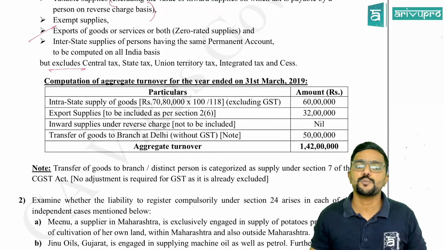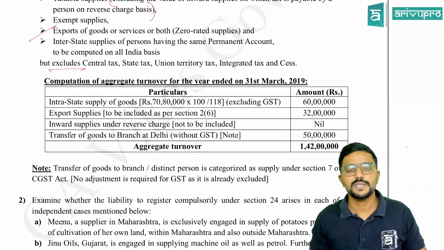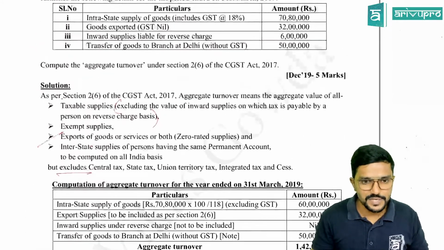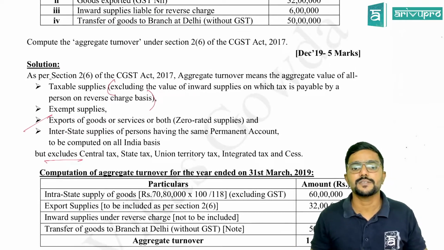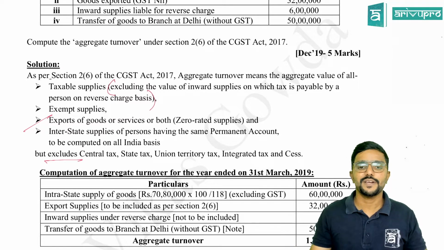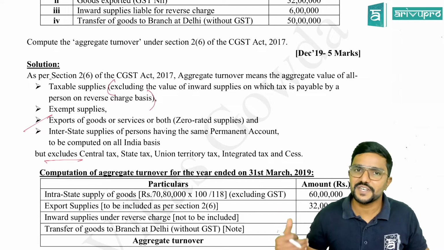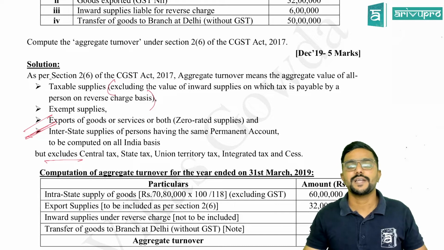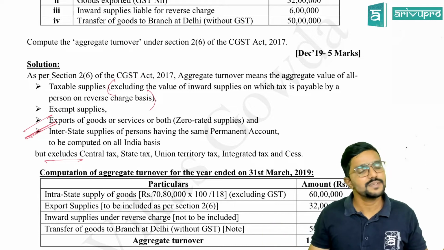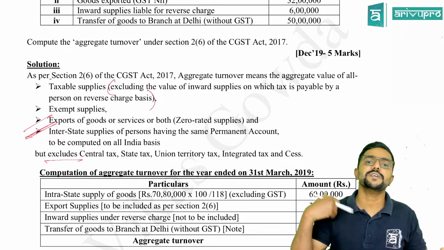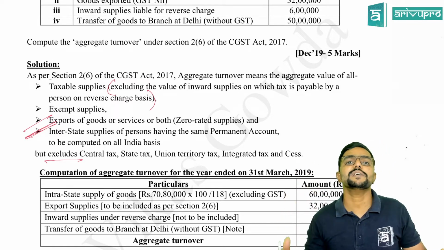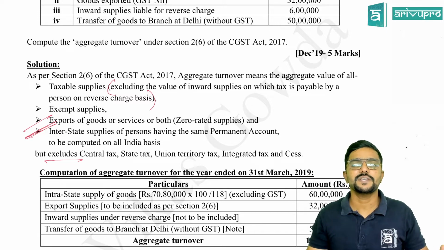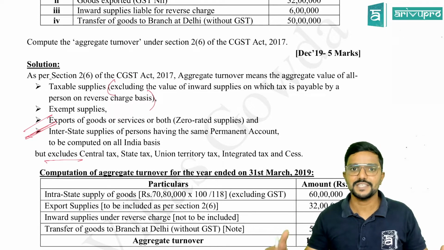Then transfer of goods to branch at Delhi without GST, still you have to include it because it is a supply between distinct persons. You can see here, interstate supplies of persons having the same PAN. Here Delhi and Kolkata would obviously both be registered under the same PAN, so it falls in this point. Even without paying GST, if you are transferring any goods, it has to be a supply. Actually, para 2 is also applicable: it is a supply between distinct or related persons, and it is treated as a supply.